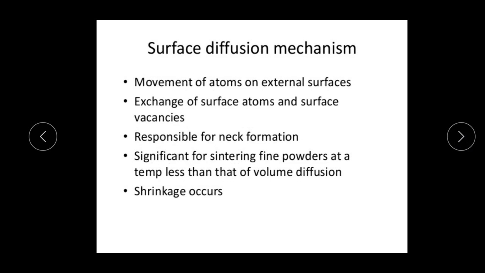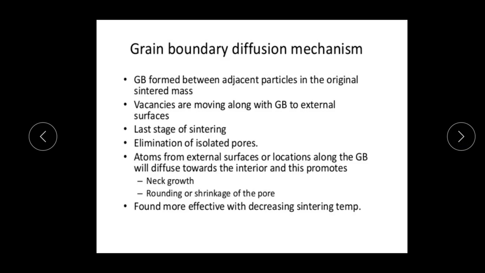Let us discuss the surface diffusion mechanism. In this mechanism, there is movement of atoms on external surfaces, the exchange of surface atoms and surface vacancies, which is responsible for neck formation and significant for sintering fine powders at a temperature less than that of volume diffusion, and shrinkage will occur. The grain boundary diffusion mechanism.